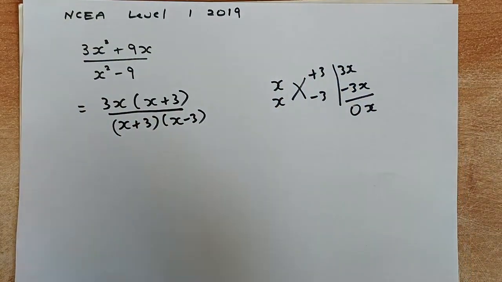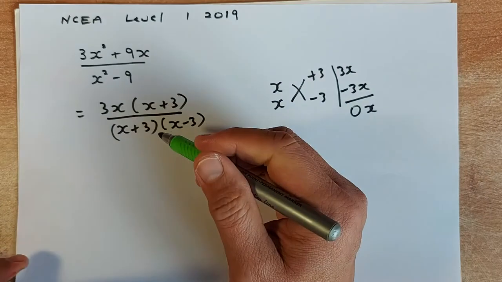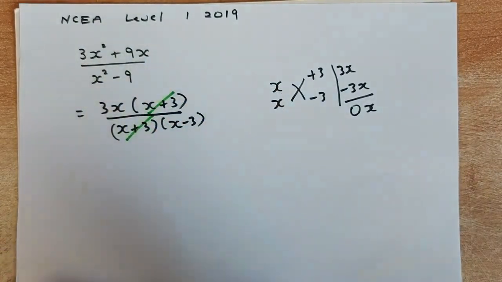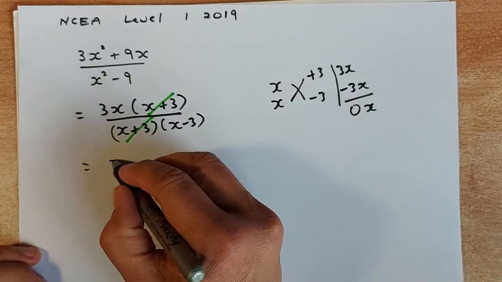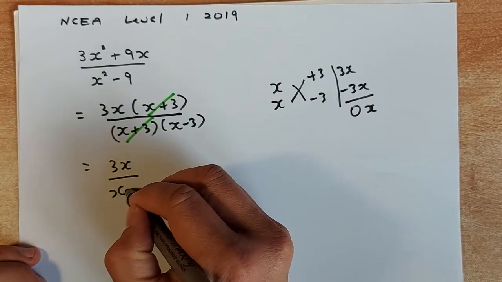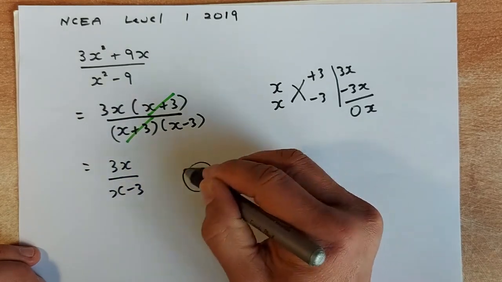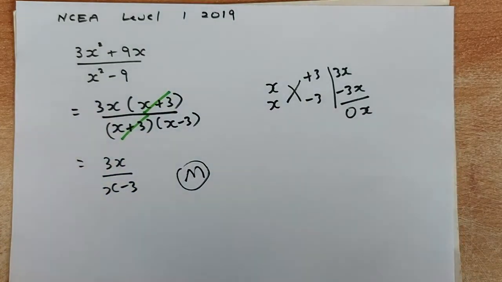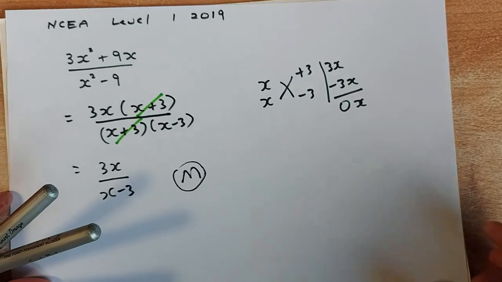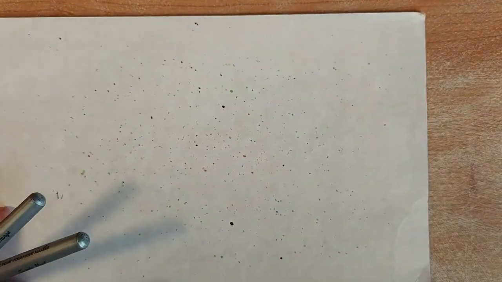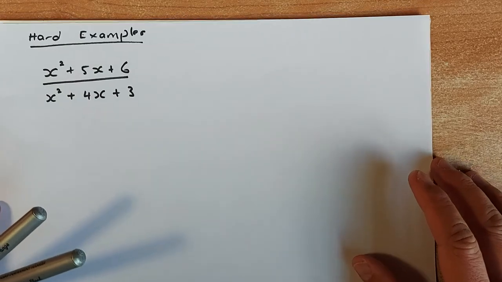So now the next step, you are cancelling the common factors. So x plus 3 is the common factor, and what you are left with is 3x over x minus 3, and this is definitely a merit in level 1. And of course, the last one is the hardest. It could be even as hard as NCA level 2.